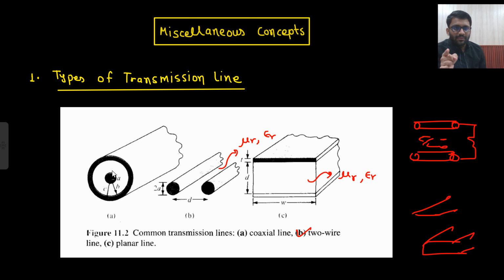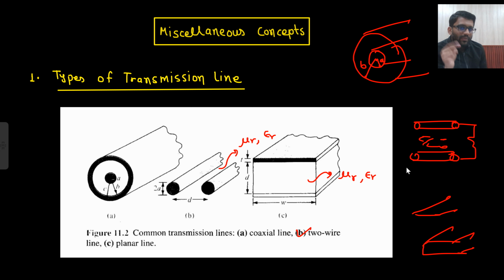There is another type of transmission line, that is the coaxial transmission line. What is that? Here there is a smaller conductor and outside this smaller conductor there is a bigger conductor. This smaller conductor has a radius of a. This bigger conductor has a radius of b. In between these two conductors, there is a dielectric, that is mu r epsilon r.